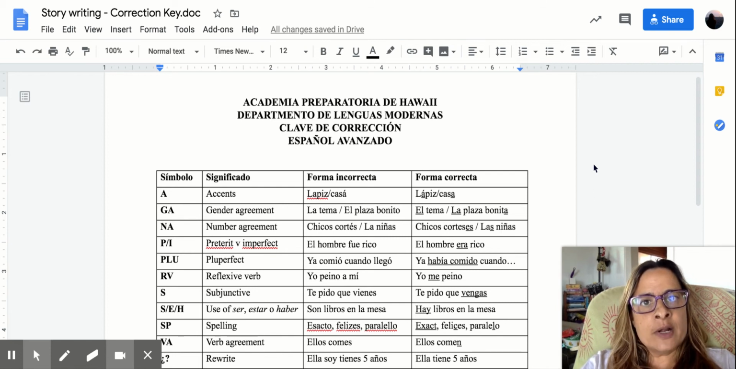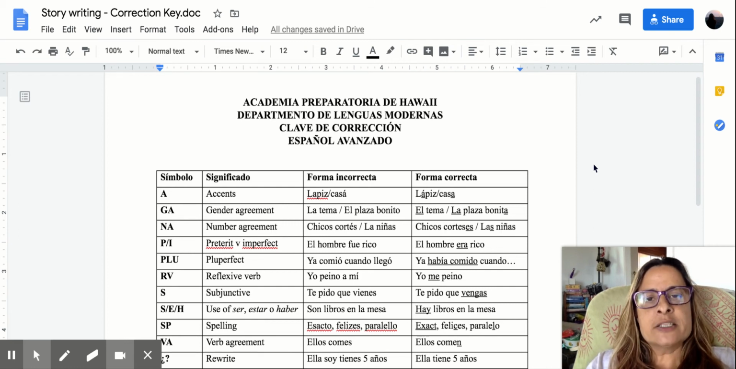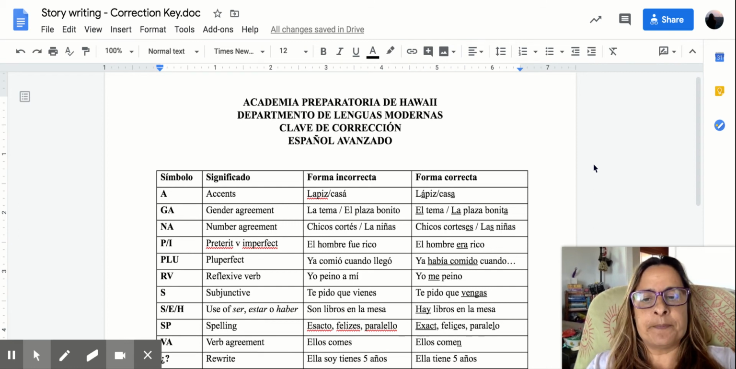But for now, what I'm going to do is show you the simplified correction key that I've made. I'm going to show you a paragraph that is incorrect. I'm going to show you the way that I'm going to correct it using these suggestions. And then I'm going to show you what the final version needs to look like. Okay, so first let's go ahead and look at the correction key.